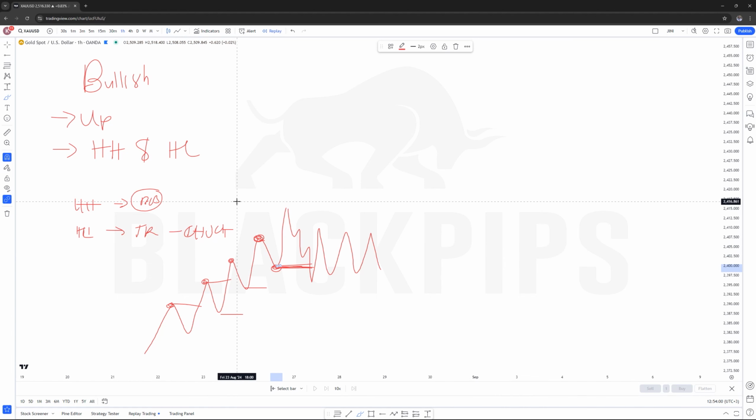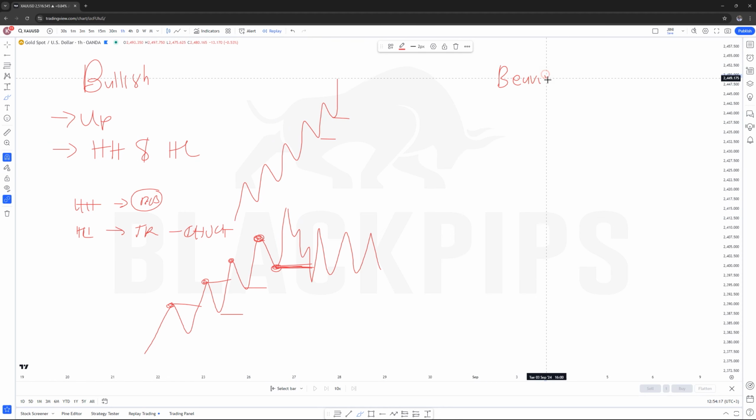So in order for us to say this structure is still bullish, we have to make sure the market creates higher highs and higher lows over and over and over without breaking these lows. But when we're talking about bearish, it's vice versa.